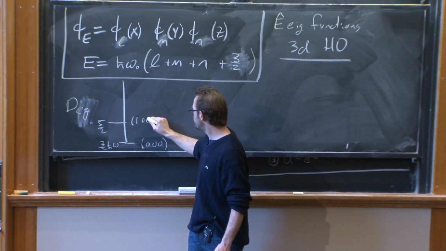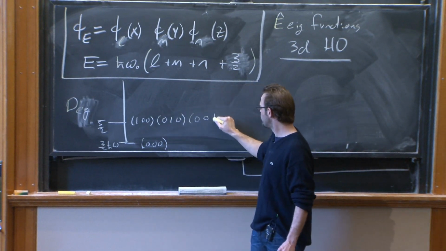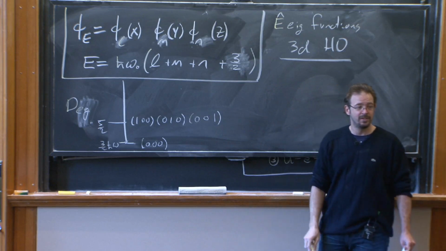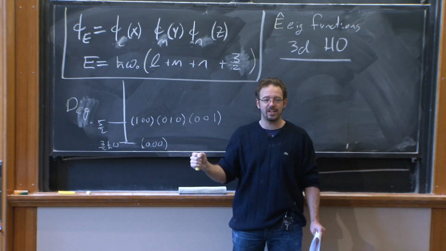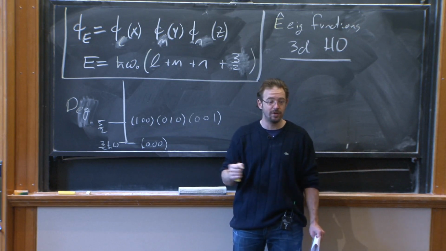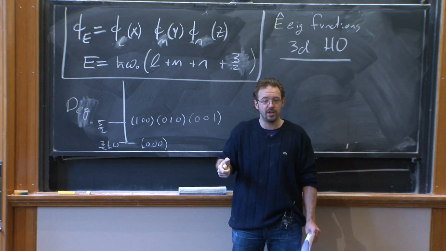So at 5/2, what states do we have? Well, we have 1, 0, 0. But we also have 0, 1, 0. And we also have 0, 0, 1. Aha! This is looking good. What does this correspond to physically? This says you have excitation. So in particular, you've got a node in the x direction. But you're Gaussian in the y and the z directions.